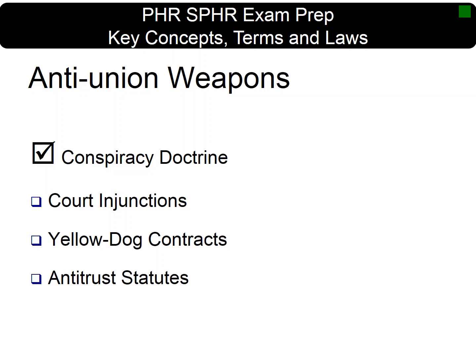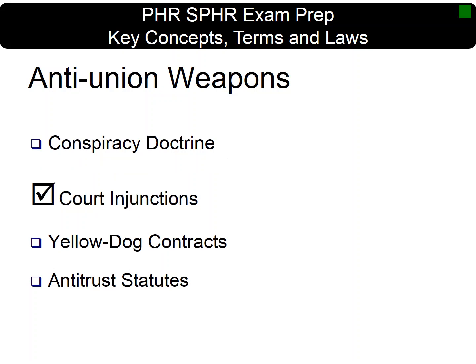Conspiracy doctrine, court injunctions, yellow dog contracts, and antitrust statutes were the 4 major weapons used against labor unions. A conspiracy doctrine is a weapon used against labor unions in the early 1800s where judges found that unions caused or planned to cause an injustice to other people or society.